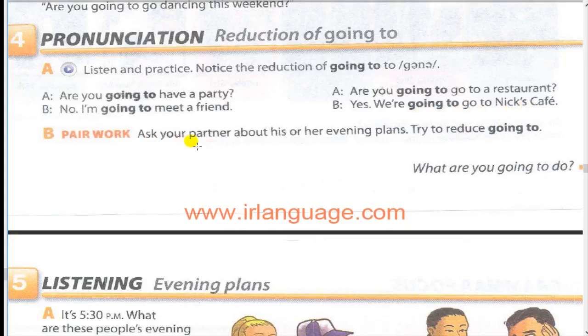Pair work. Ask your partner, ask your friend about his or her evening plans. Try to reduce going to. Ask your friend about his plans of this evening. Use gonna.